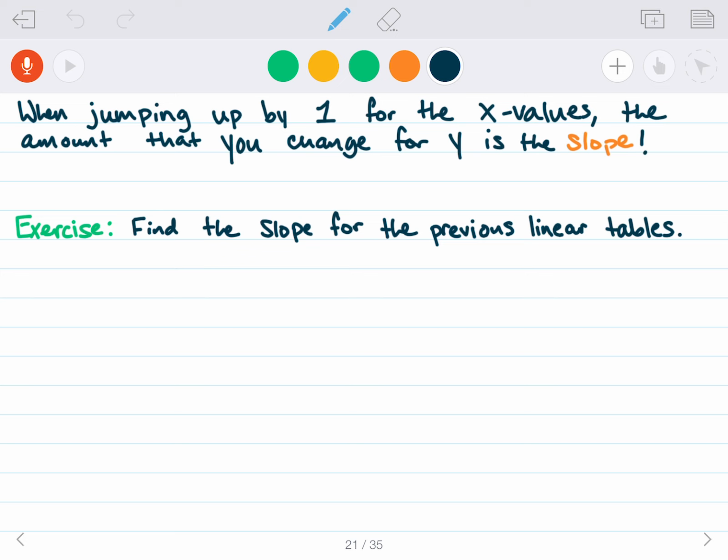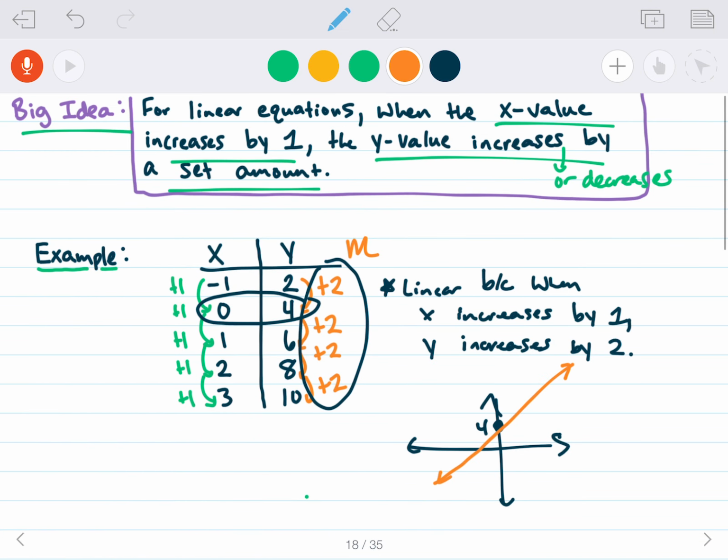Okay, so again, we've already talked about this. When you jump up by 1 for the x, the amount that you change for y is the slope. We saw that in all of these examples.